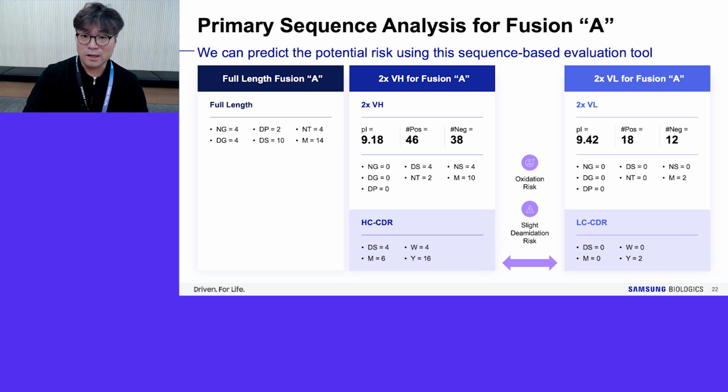We also can evaluate molecules like this. This is a fusion protein case. We can compare two regions of this molecule. As per the data, the VH region is a little bit higher risk for oxidation and deamidation than the VL region. Using this data, we can prepare our formulation strategy to mitigate the risk occurring. And the project was succeeded.